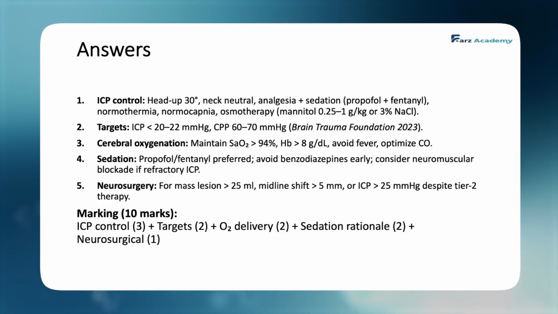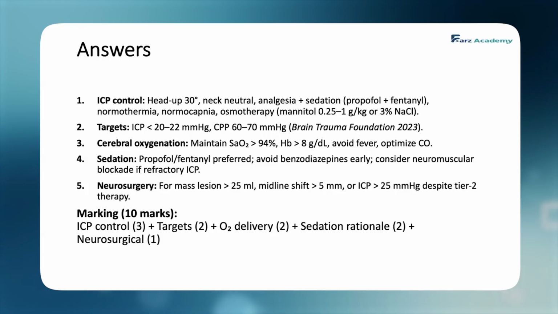Now coming to sedation, what sedation you will give? Propofol, fentanyl preferred if hemodynamically stable, and avoid benzodiazepine early, consider neuromuscular blockade if refractory ICP. Why are you avoiding benzodiazepine? Because benzodiazepine initially suppresses the GABA, but it has a refractory effect which ultimately needs a higher dose of benzodiazepine, but it is not effective at this GABA receptor.